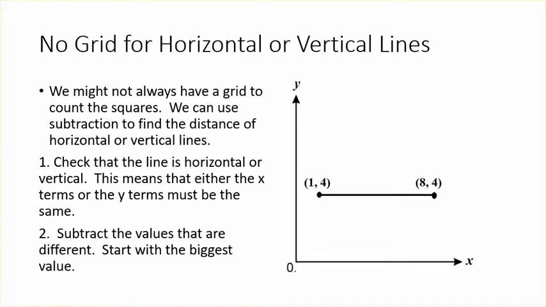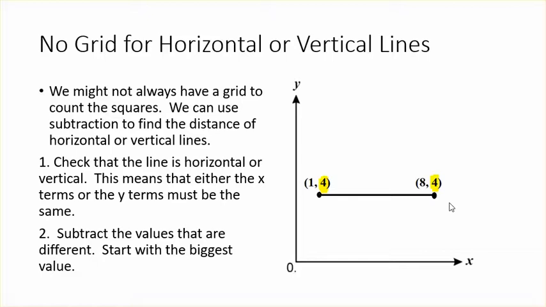Step 1. Check that the line is horizontal or vertical. This means that either the x terms or the y terms must be the same. So notice on my graph, I have x is 1 and x is 8. Those aren't the same. But then I have that y is 4 and y is 4. Since those values are the same, I can tell that the line goes straight across horizontally. So I can continue and use this method.